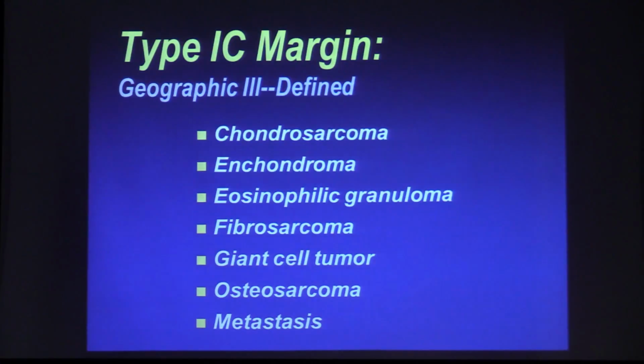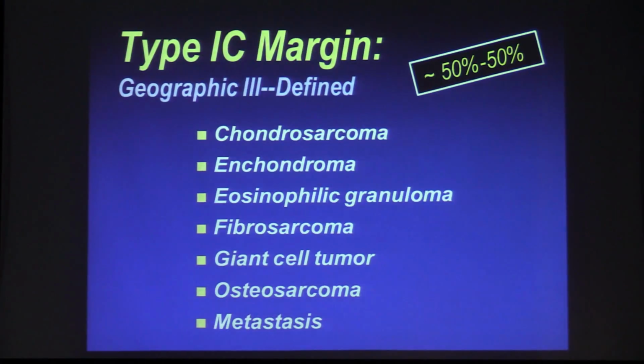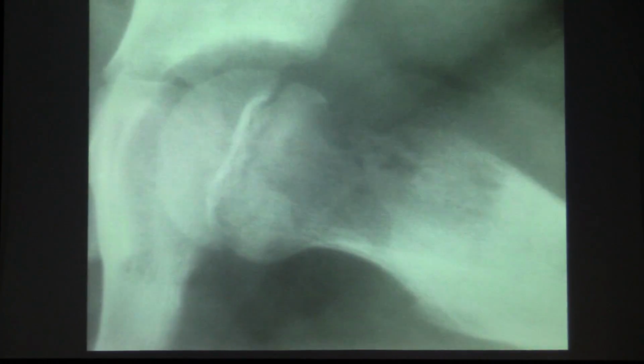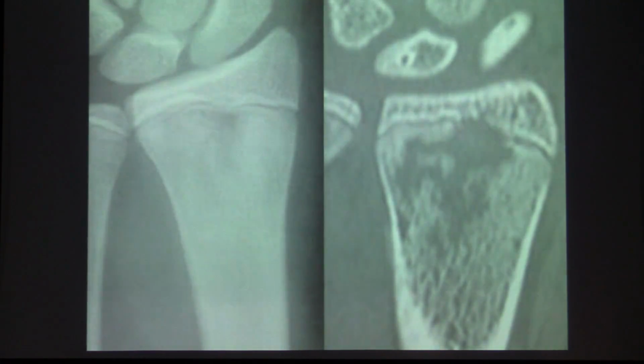And again, as you would expect, the number of lesions that are malignant on this type of margin is increasing, as shown by the following list. And again, about half of those lesions with a geographic ill-defined margin will be malignant, and about half will be benign. And here, a case of Langerhans cell histiocytosis with a nice ill-defined margin. And here, another patient with, I think, really a pretty good ill-defined margin.